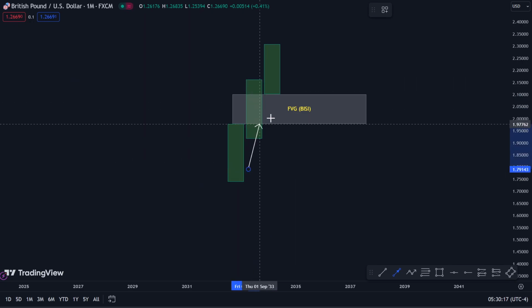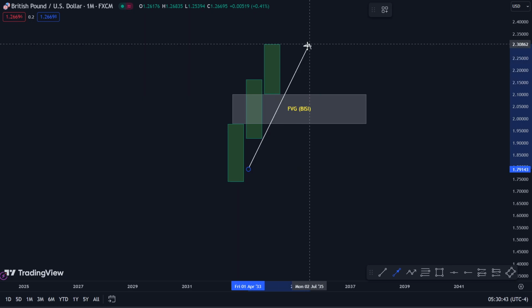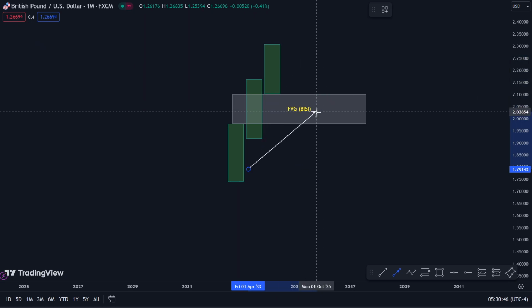If we carefully look at the closing price of this bullish candle and the opening price of this bullish candle, we'll see that the price delivery was bullish, and it was delivered in one candlestick, a bullish candlestick, and we had no bearish candle passing through this void, or rather this gap over here.